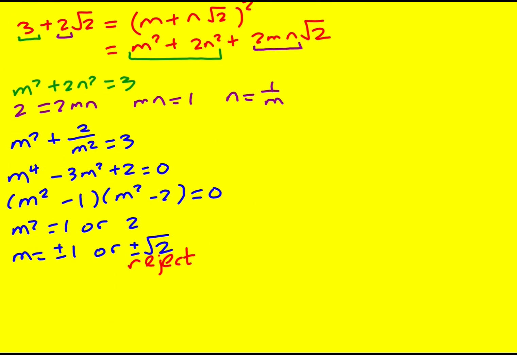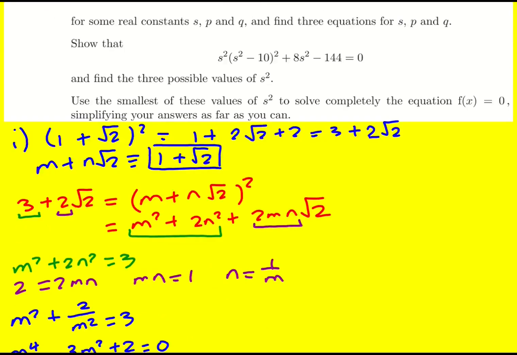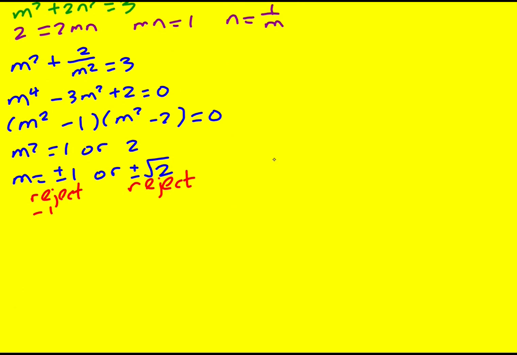And then because we're taking the square root of a positive number, we're going to get a positive number, so we can reject the minus 1. Whatever our answer is, if we took the negative of it and squared it, you would get the same thing, 3 plus 2 root 2, but you can see from the question that we're only interested in the positive root. So m is equal to 1, n is equal to 1, and therefore we're going to have 1 plus root 2 just like before.